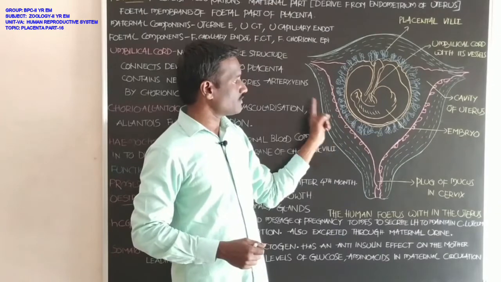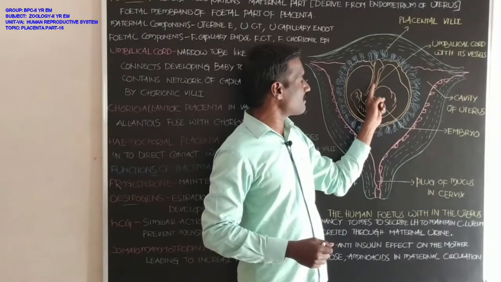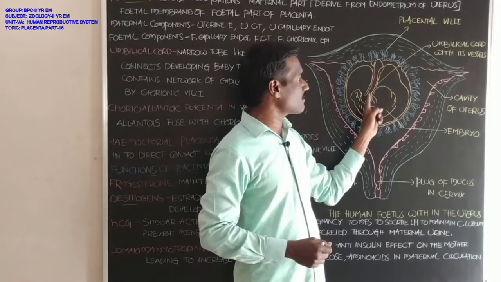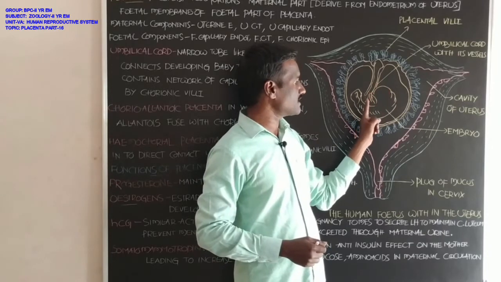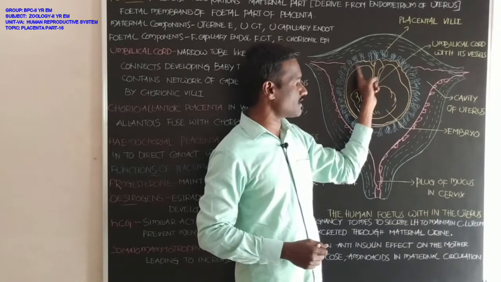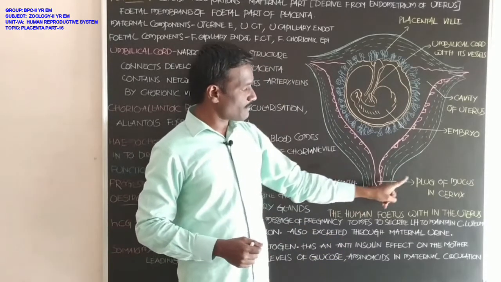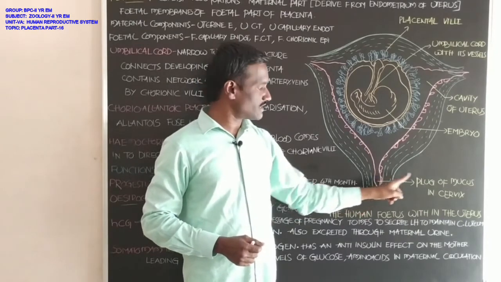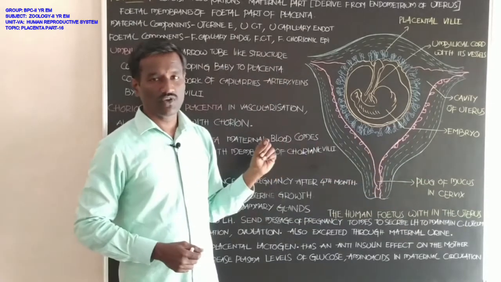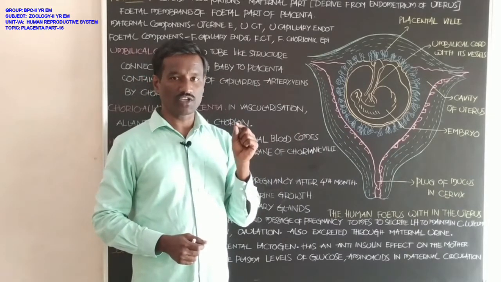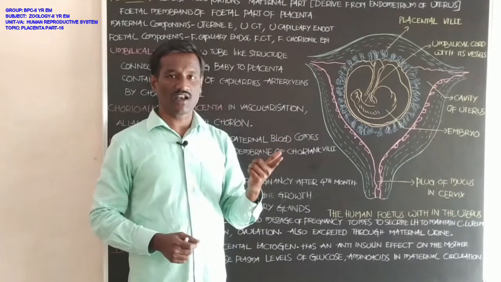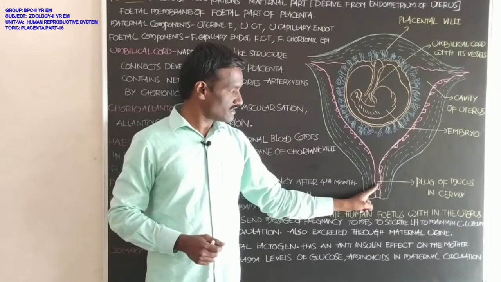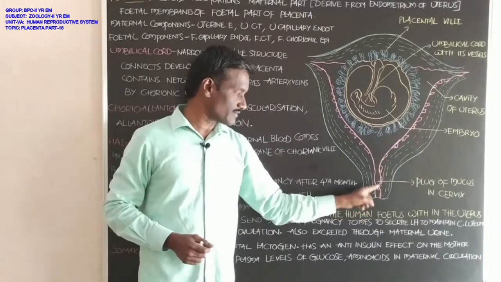Next is the umbilical cord with its blood vessels. The umbilical cord is the connecting link between the developed embryo and the placenta. And this is the plug of mucus in the cervix. The cervix is the neck-like part of the uterus, through which the female's vagina opens into the uterus. This is the cervix with the plug of mucus.